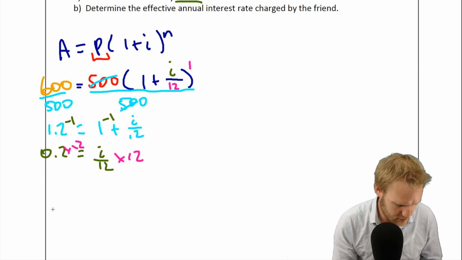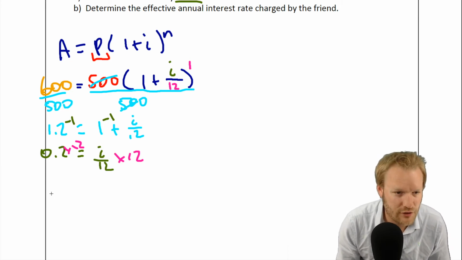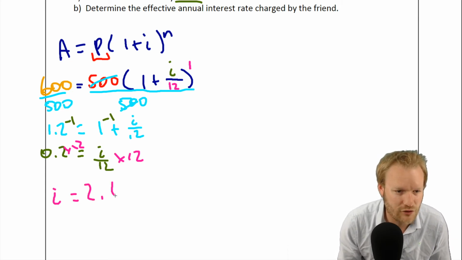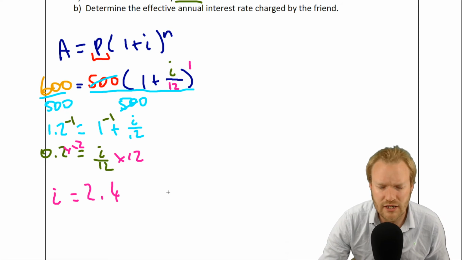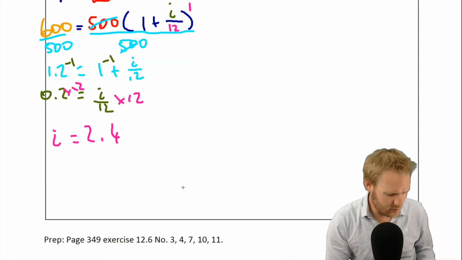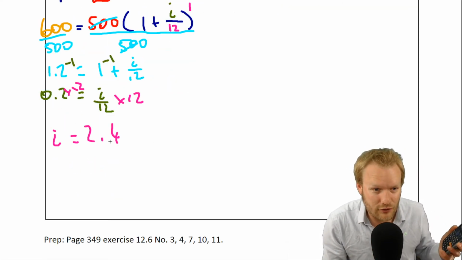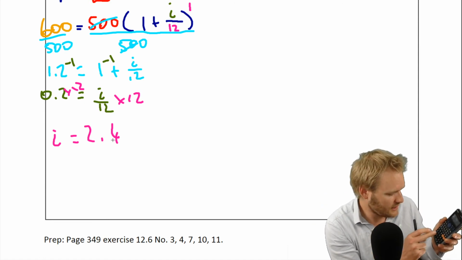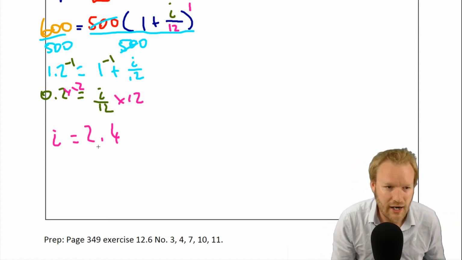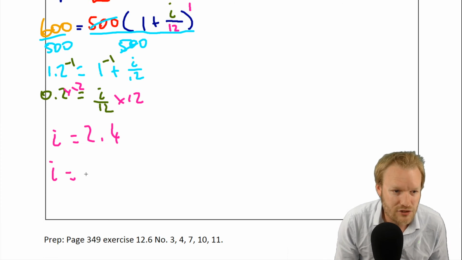0,2 times 12, 12 over 5, 2.4, so I equals 2.4. So I is 2.4%, right? No. Remember, that's 2.4, not as a percentage. Times 100, I is 240%.